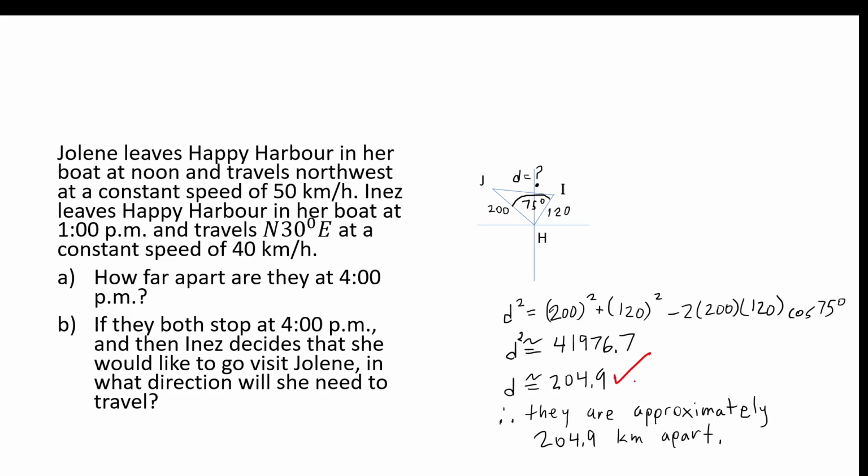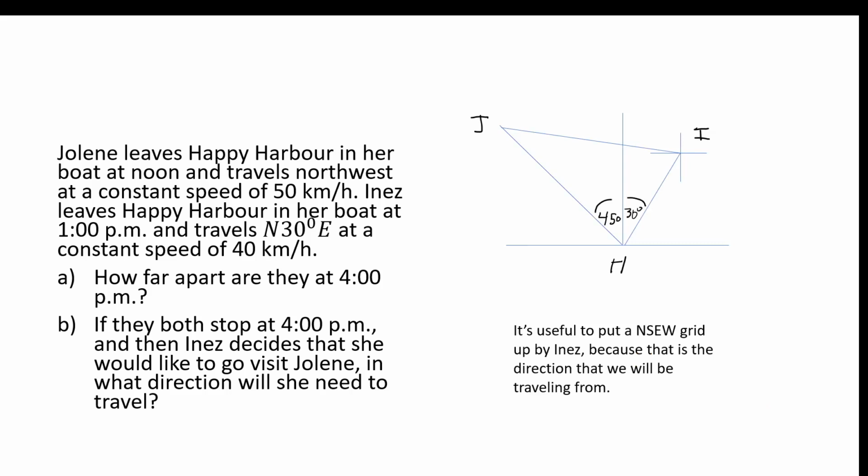Ultimately, we see D is roughly equal to 204.9. And we see that these two people are roughly 204.9 kilometers apart. We've now successfully answered part A. Now what we're going to do is something kind of interesting.